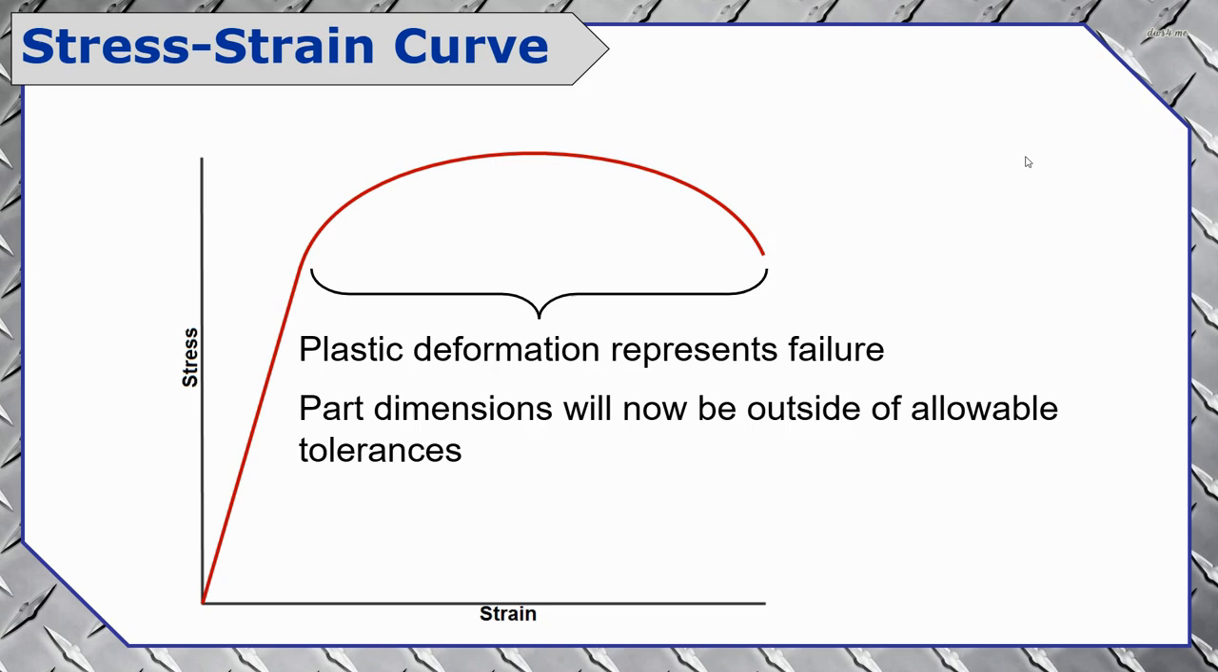Again, plastic deformation represents material failure, not exactly fracture until we reach the end of the curve. But when the parts were designed for their given application, they were designed with very specific lengths and dimensions. And at this point, even if the force is removed, those parts are now outside of their allowable tolerances. They're longer than they should be in order to operate properly.